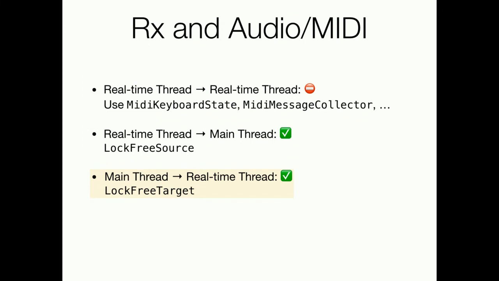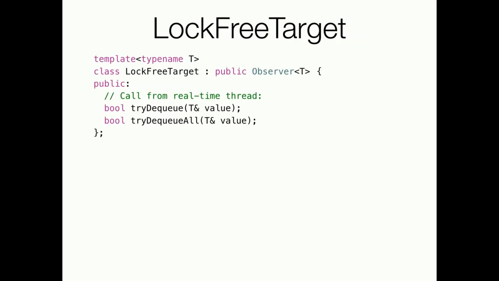And the other way around is possible as well, and this is called LockFreeTarget in my JUCE module. If you have data on the main thread, like a parameter change or a slider movement, and you want to do something with it on the real-time thread, you can use this class. And it looks like this. As you can see, it is an observer, so it can receive values from Rx. Whenever it receives a value, it puts it in a queue. And on the audio thread, you can then use these methods here to dequeue values, either all of them, or if you call tryDequeueAll, you just get the last value. And the methods here return true if there were actually values in the queue.